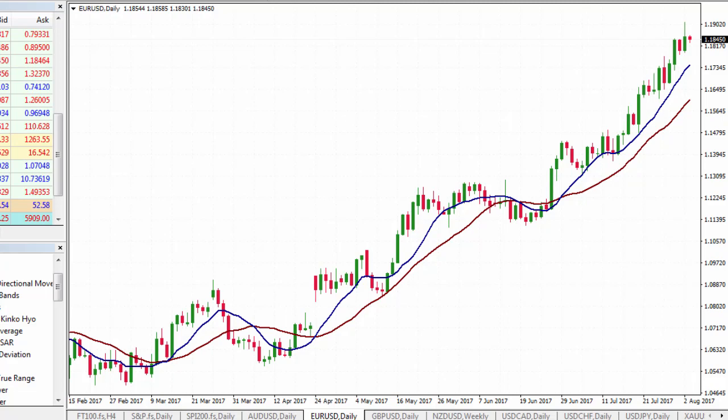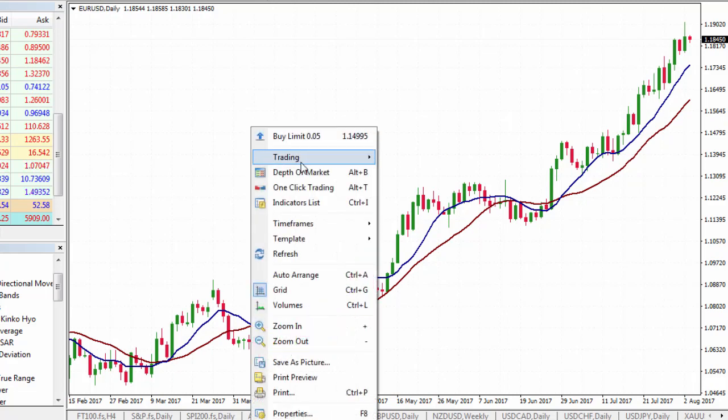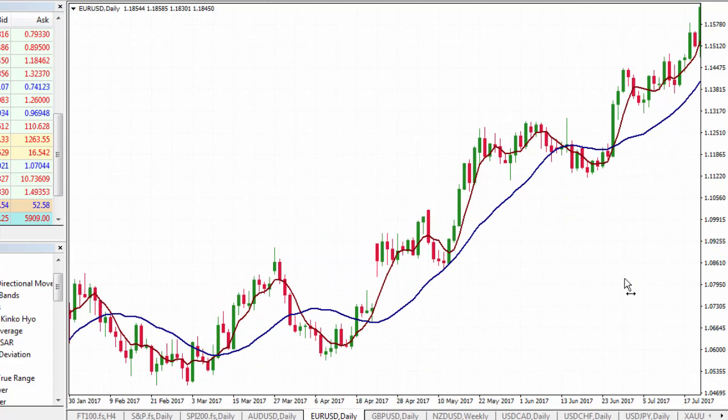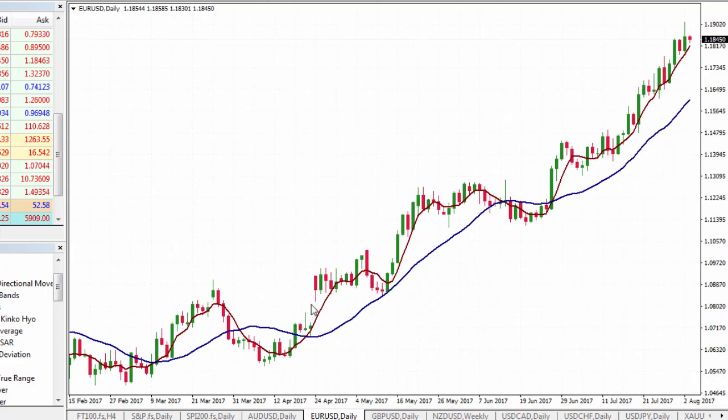So another popular one is the Donchian 5 and 20 period crossover. So I'm just going to apply the Donchian 5/20, very similar to the 10 and 20, but it's got a lower moving average, 5 period moving average on the short term one, and the medium one is a 20 period.